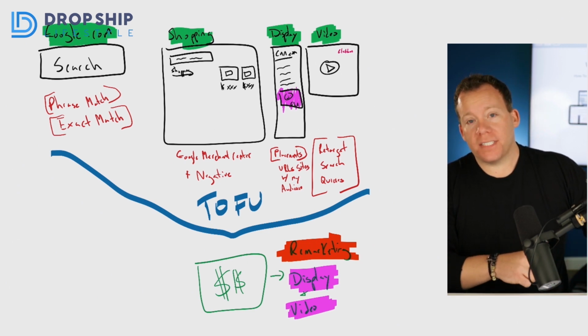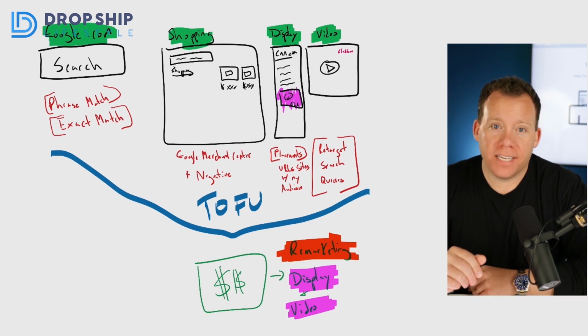So that's it, guys. Those are the 7 steps for success when advertising on Google Ads.